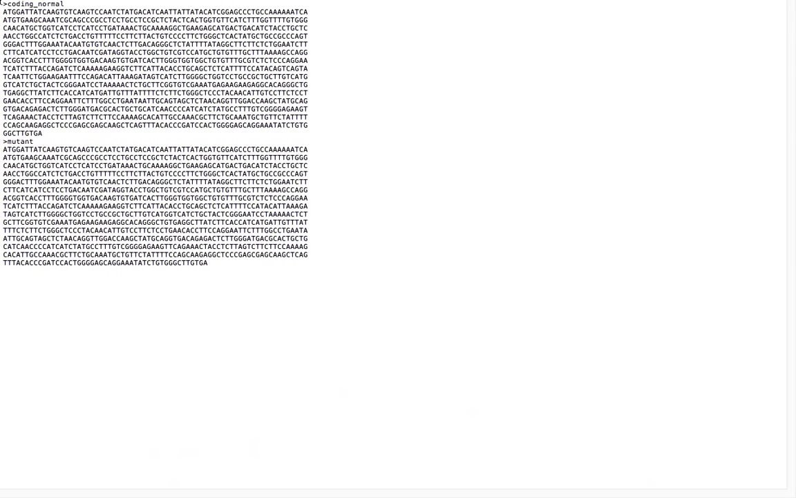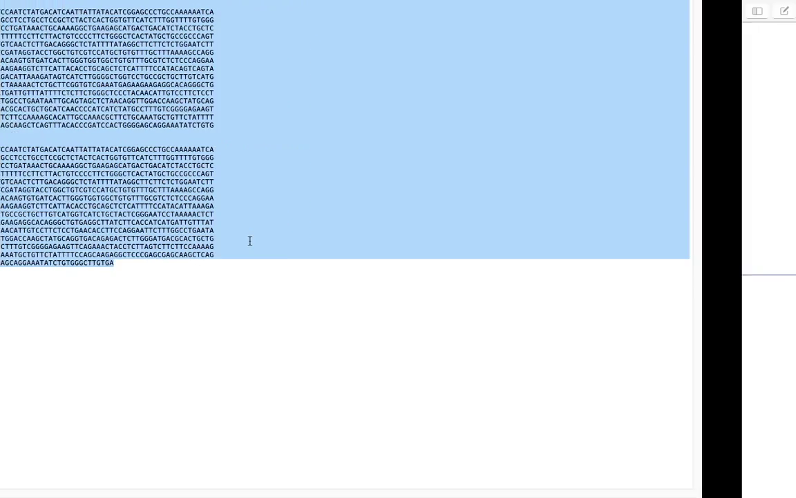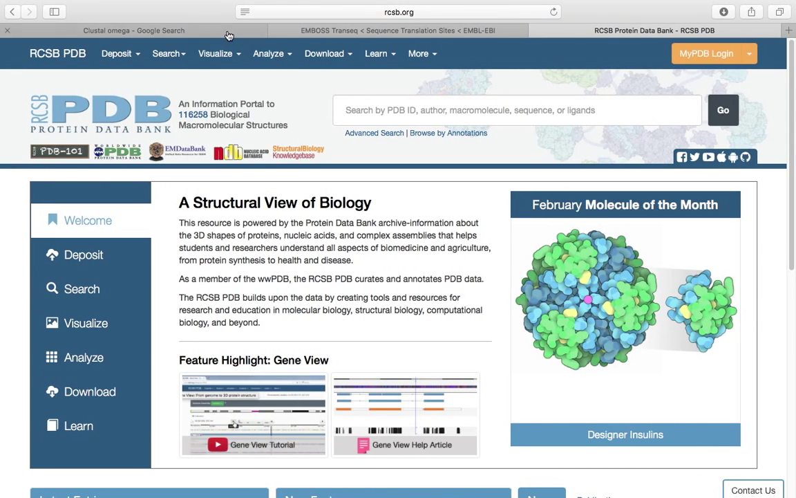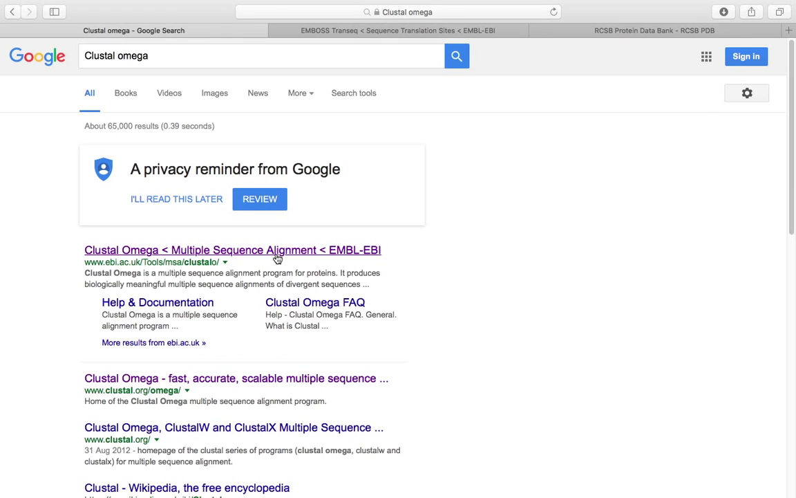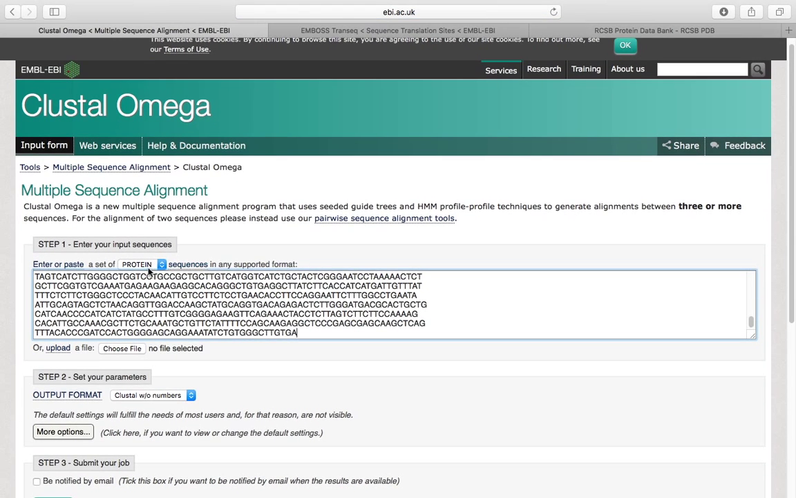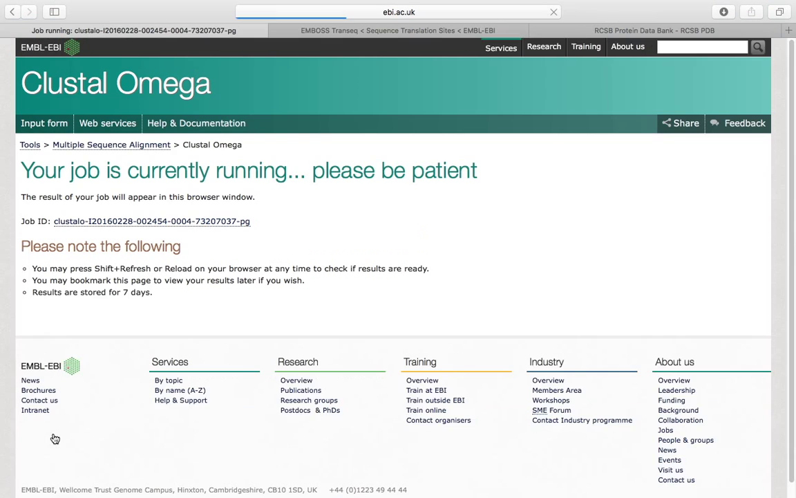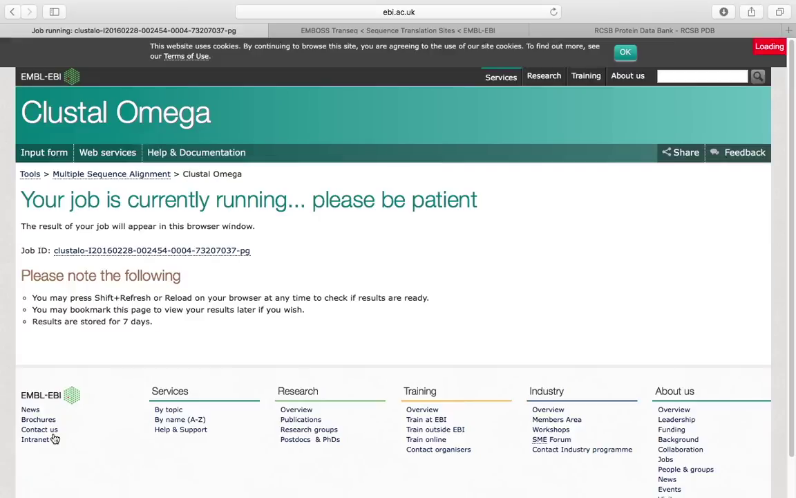So what we're going to do is we've got our sequence here and we've got coding normal and I've called it coding mutant. We're going to highlight this sequence and pop it into a program called Clustal Omega. Now this Clustal Omega program is going to align our sequences. So make sure protein's in the box, paste it in and press submit. And again, depending on where in the world you are, this may take a while or this may be very quick.